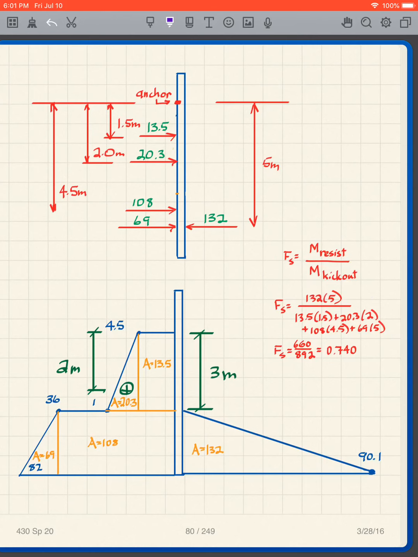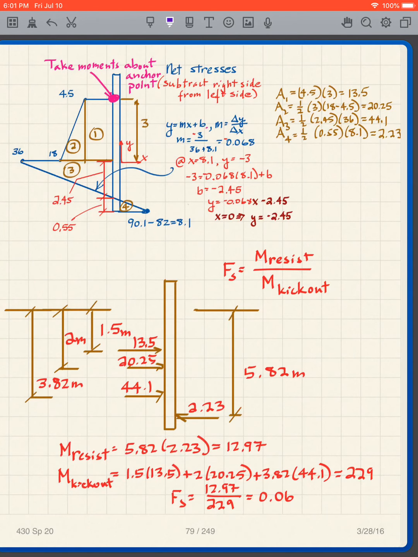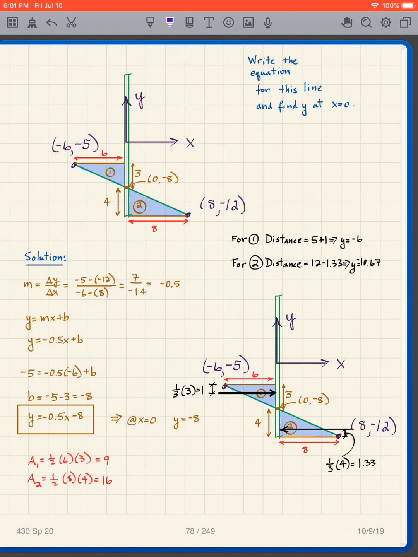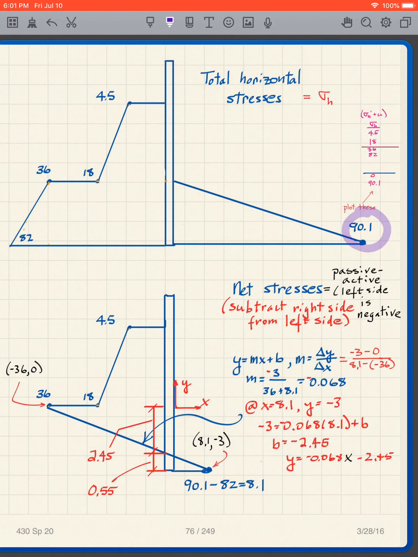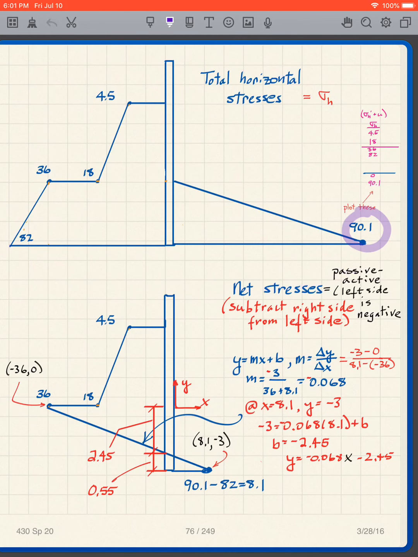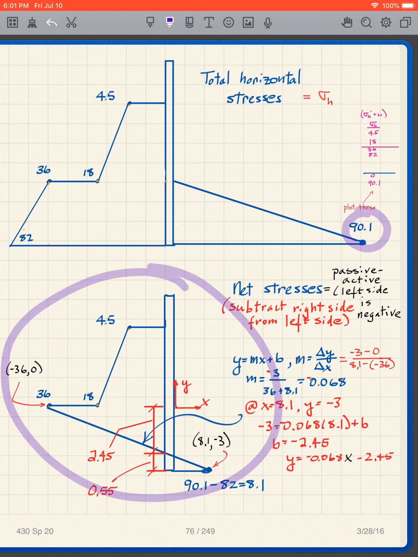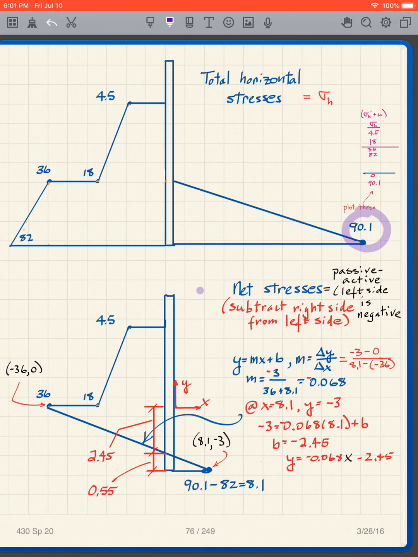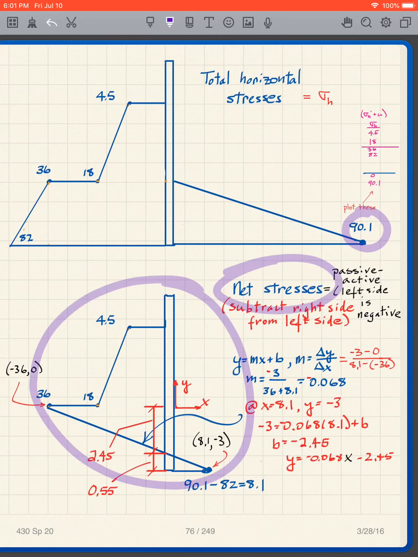So in other words, if you remember what we had last time, we created two different diagrams. This is the total pressure diagram. And this is the net. We showed you how to do that. So in this particular example, we used the net stresses to find the factor of safety. So we had to find the areas of this region here.